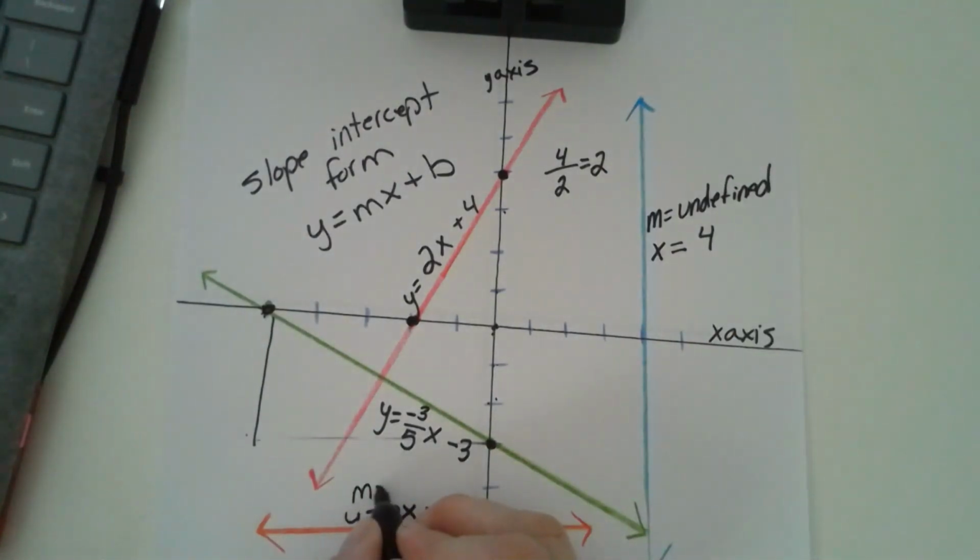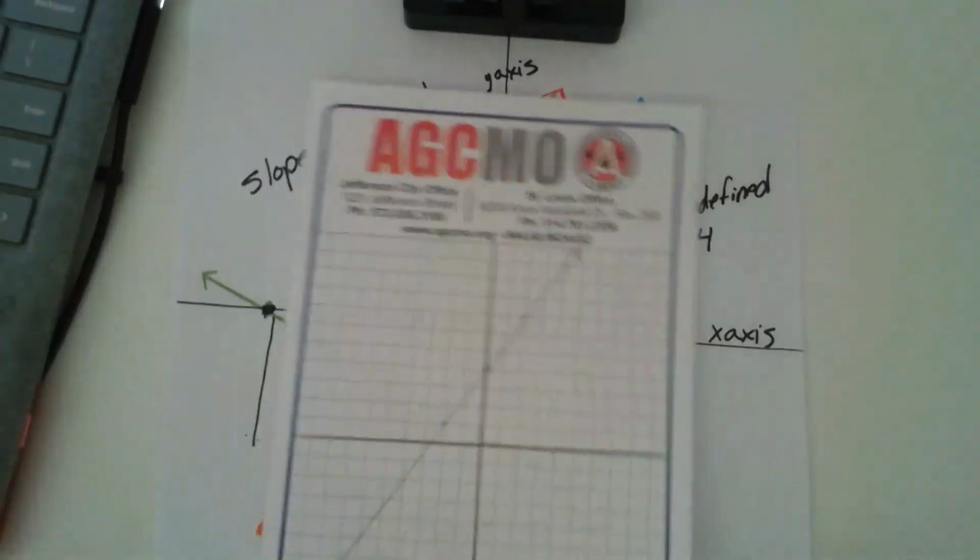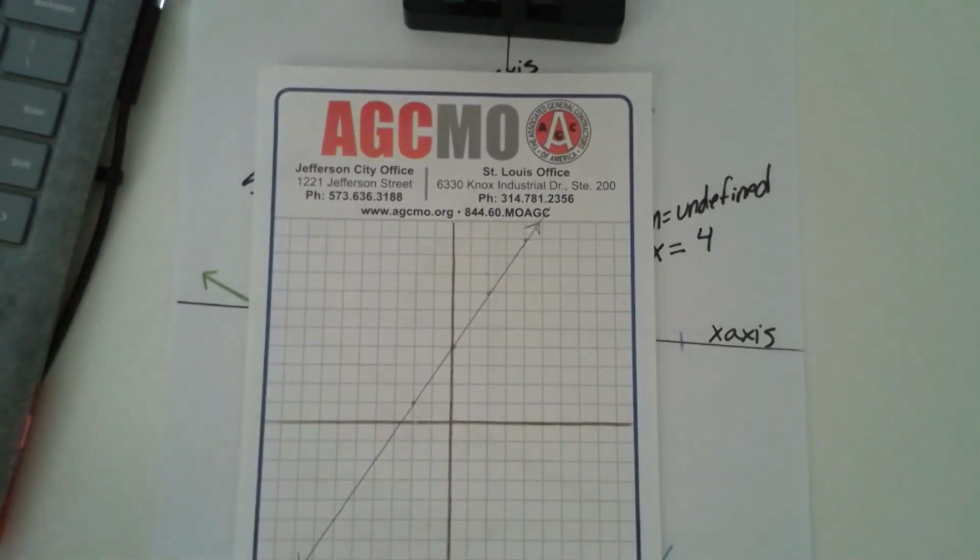The slope of any horizontal line is always 0. So this has a slope of 0, this has a slope of undefined. So when you're talking about slopes and equations, looking at that a little bit more closely, we're going to look at this other line here.